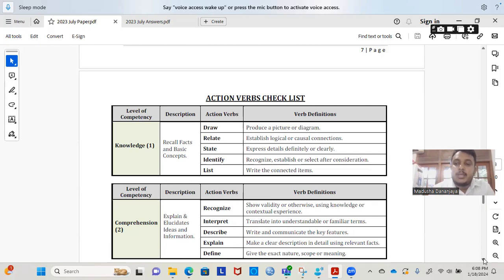Apart from the question paper and the answer booklet, there will be another tool as well: the action verbs checklist. In questions there will be action verbs like identify, state, list down, explain. When you are asked to list down, you are not expected to explain. When you are asked to explain, you are expected to explain, not to list down. So this action verbs checklist reflects the exact meaning of the particular requirement.